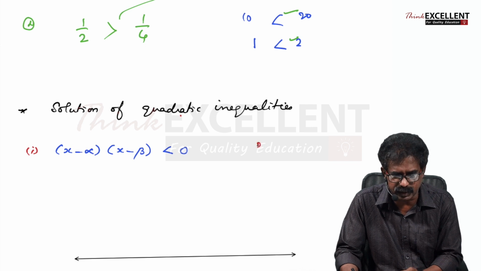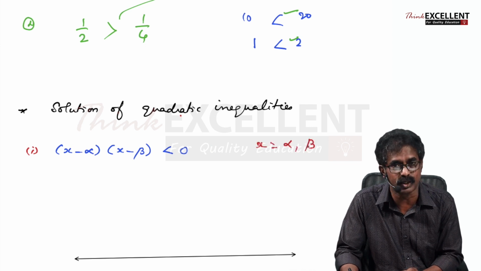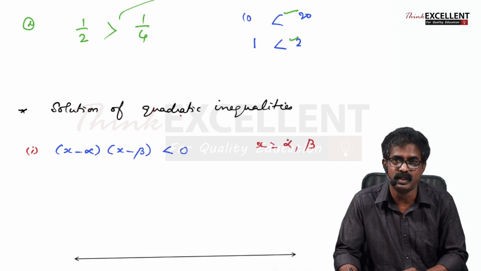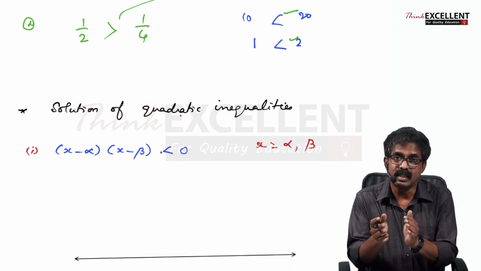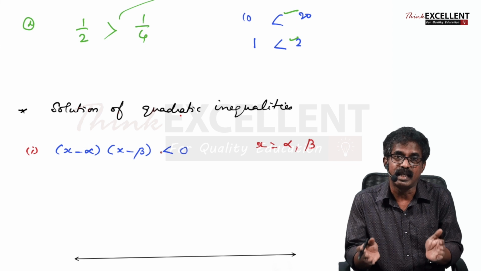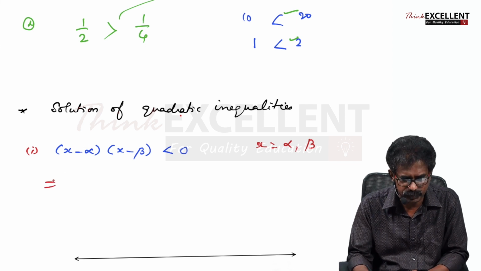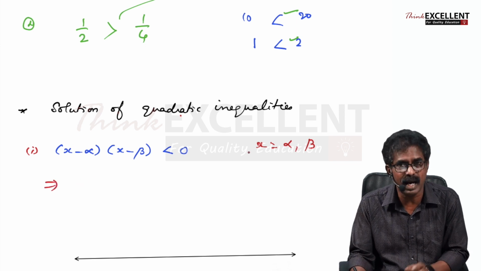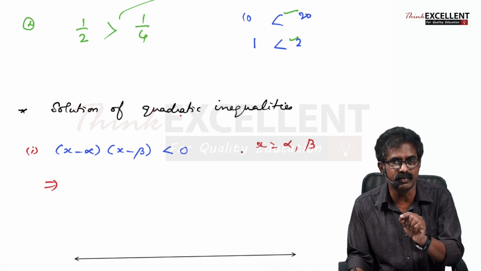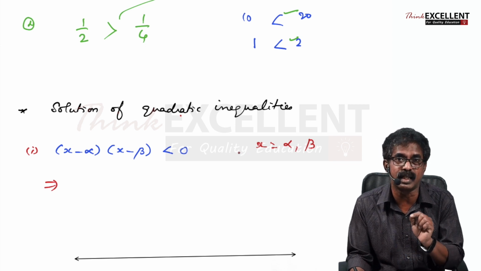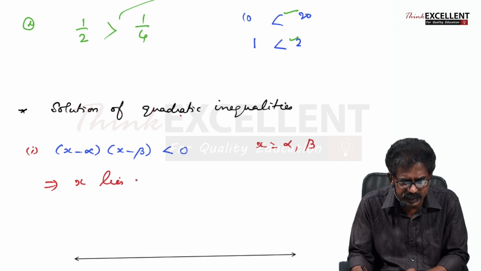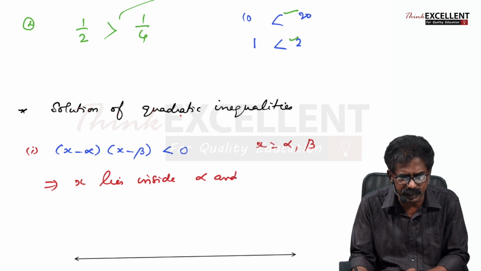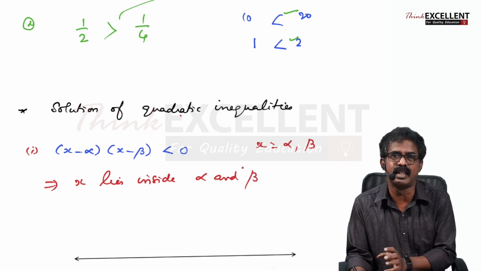You will say x is equal to alpha and beta are the solutions if it is an equation. If it is an inequation, remember, if the sign is less than, you say it lies inside. So the solution, we are not going to say only alpha and beta, but if the sign is less than, you say it lies inside. X lies inside alpha and beta.